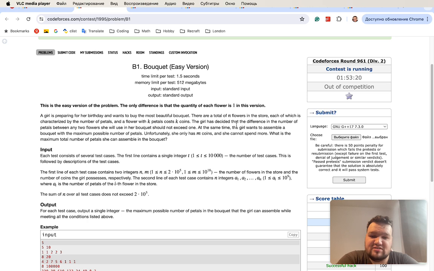The difference in the number of petals between the two flowers she will use in her bouquet should not exceed 1. So we can only use like k and k plus 1 for some value of k. At the same time, the girl wants to assemble a bouquet with the maximum possible number of petals. Unfortunately, she only has m coins. What is the maximum total number of petals she can assemble in the bouquet?